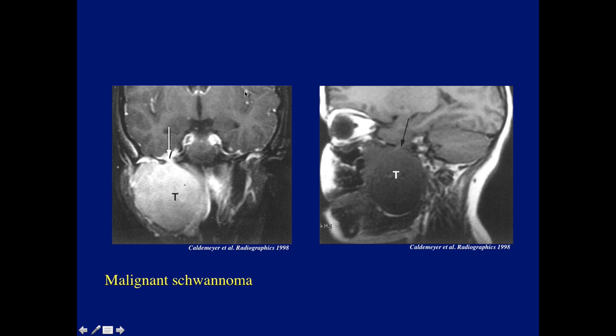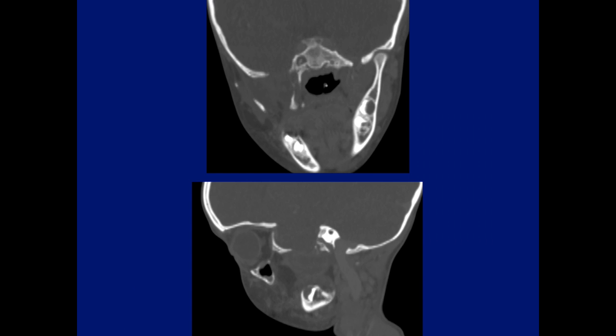This is a massive lesion of a malignant schwannoma. Again, a massive lesion involving the masticator space and the nasopharynx, but again, projecting through the foramen ovale, which is not enlarged in this case. Okay, what is the abnormality here and a possible diagnosis?